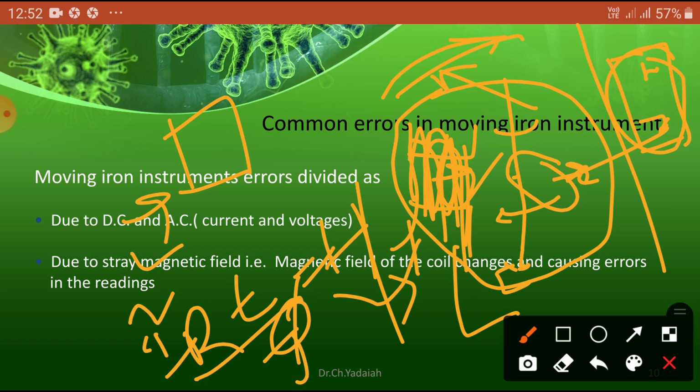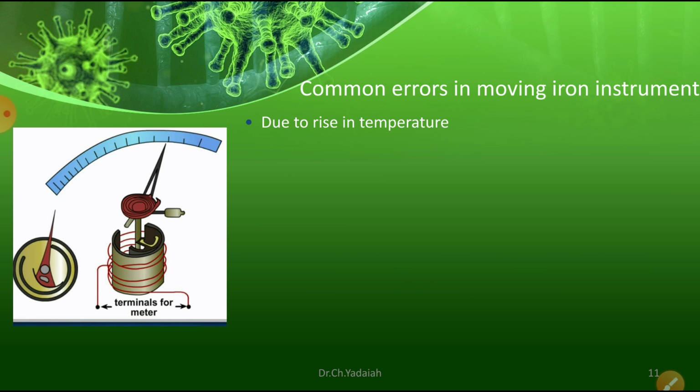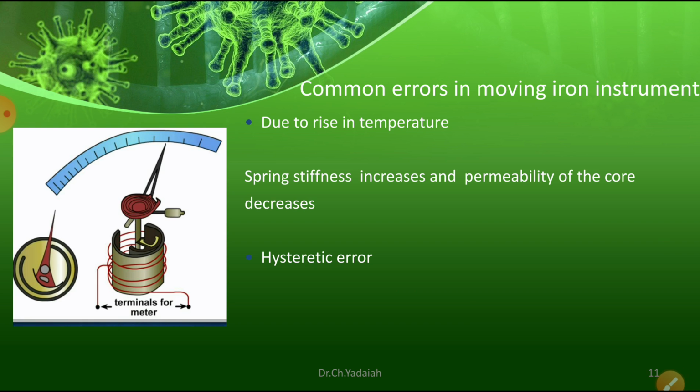So that is the cascading effect that takes place here. Okay, so we can see that. Due to the rise in temperature, what has happened? The spring stiffness increases because they become brittle, and the permeability of the core decreases. Thereby hysteresis losses may occur and error may take place.